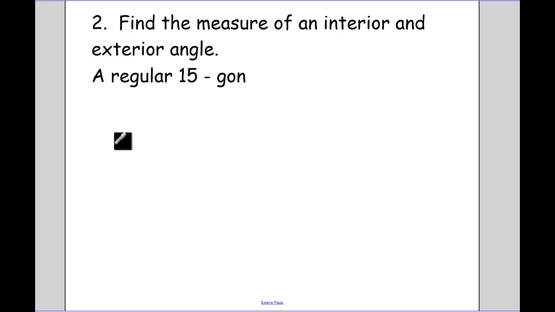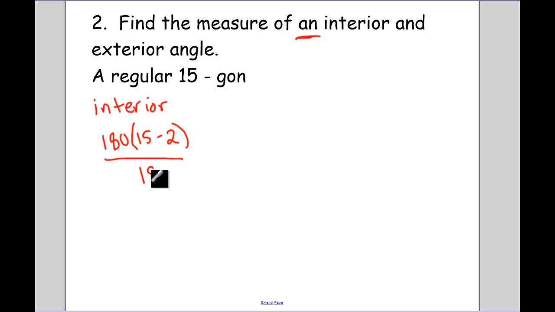Find the measure of the interior and exterior angle of a regular 15-gon, so that means one interior and one exterior angle. For the interior, you take 180 times the number of sides minus 2, and divide that by the number of sides, because each interior angle is going to be split up. Since they're all equal, they're split up equally between the 15 sides. So this is 156 degrees.